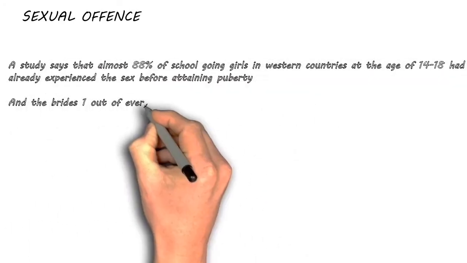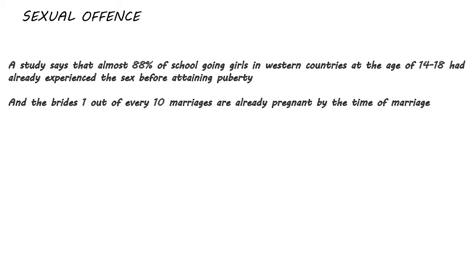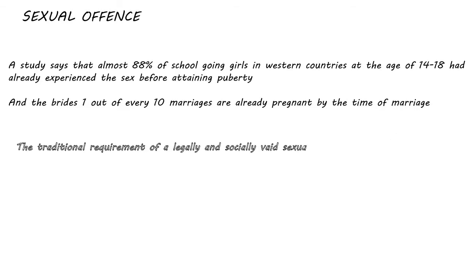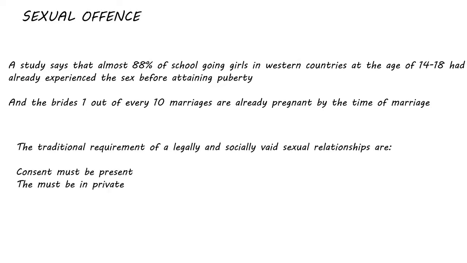And the next offense was sexual offense. A study says that almost 88% of school-going girls in Western countries, at the age of 14 to 18, had already experienced sex before attaining puberty, and of brides, 1 out of every 10 is already pregnant by the time of marriage. The traditional requirement of marriage has socially become very commercial.